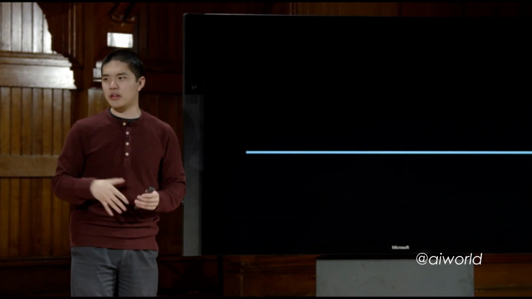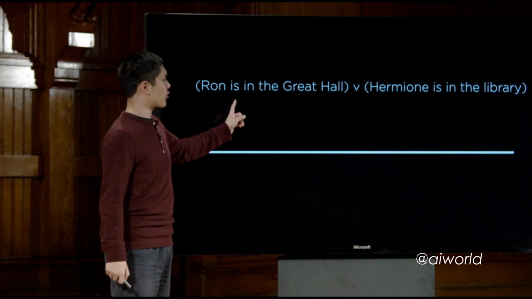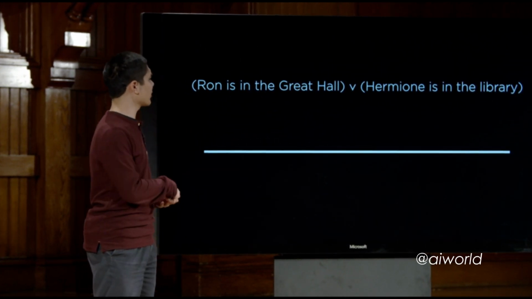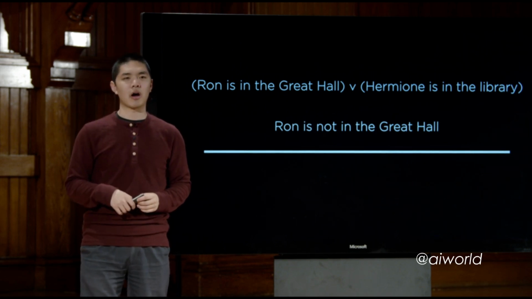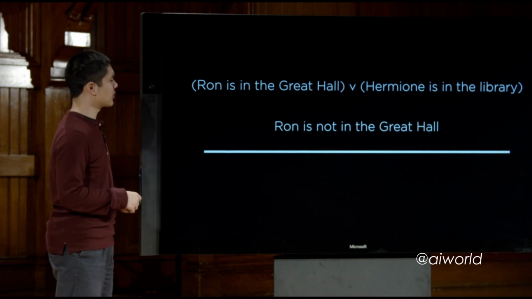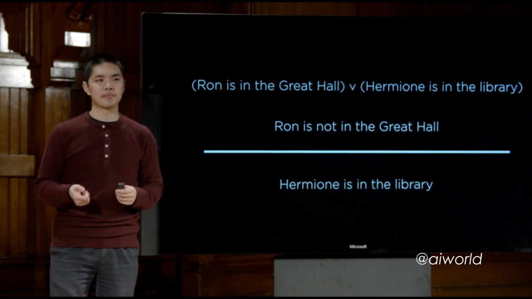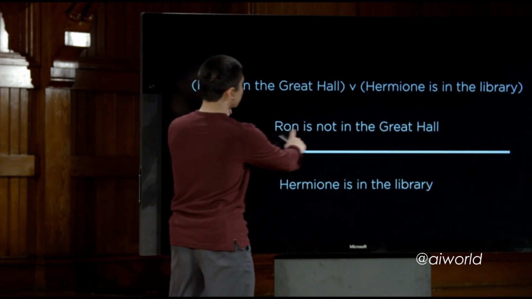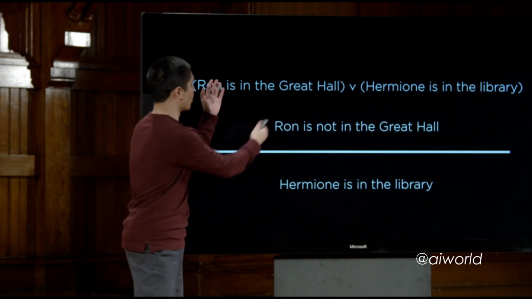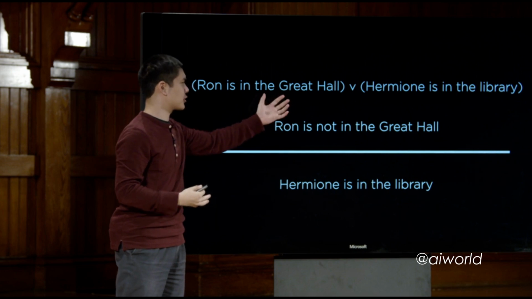And it's based on this basic idea. Let's say I know that either Ron is in the Great Hall or Hermione is in the library. And let's say I also know that Ron is not in the Great Hall. Based on those two pieces of information, what can I conclude? Well, I could pretty reasonably conclude that Hermione must be in the library. How do I know that? Well, it's because these two statements, these two what we'll call complementary literals, literals that complement each other, they're opposites of each other, seem to conflict with each other.